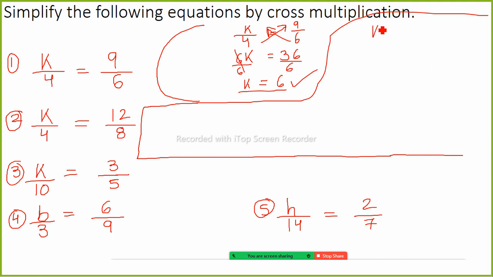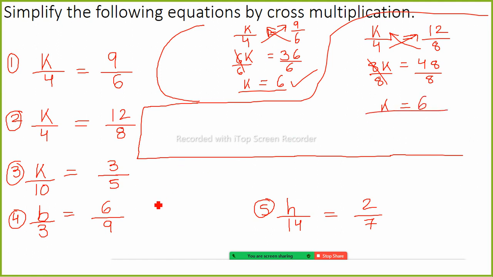All right, so let's do it. So k over 4 equals 12 over 8. So 4 times 12, 8 times k. So 8 times k is definitely 8k. And it's going to be 4 times 12, which is what? 48. Divide both sides by 8. We get that k is equal to 6. Okay. Very good.